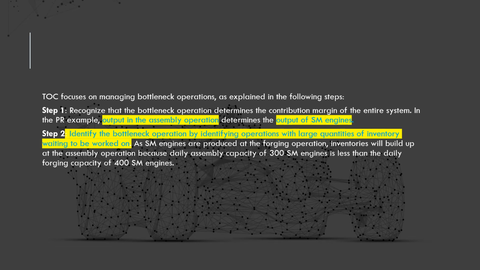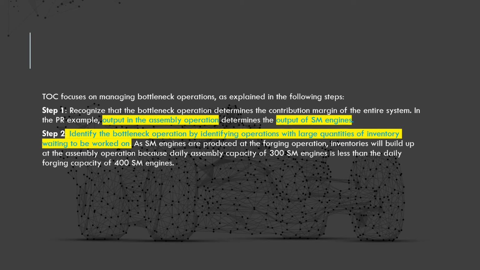So TOC focuses on managing bottleneck operations, as explained in the following steps. Step one, recognize that the bottleneck operation determines the contribution margin of the entire system. In PR's example, the output of the assembly operation determines the output of the SM engines, right? Step two, identify the bottleneck operation by identifying the operation with the largest quantity of inventory waiting to be worked on.